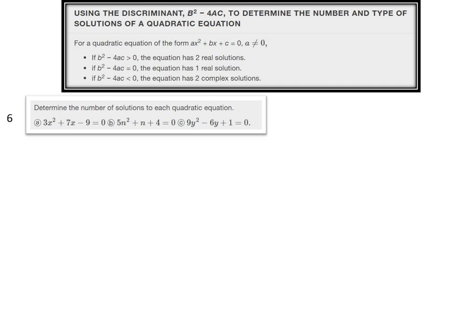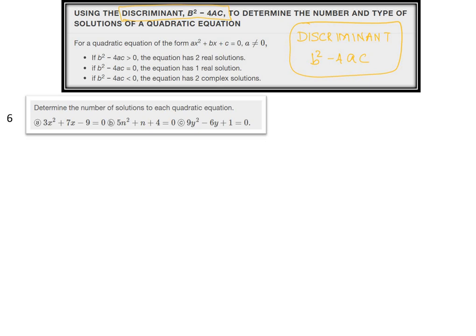What is the role of b square minus 4ac? It decides the nature of the roots. It discriminates the nature of the roots of a quadratic equation. That's why that particular value is known as the discriminant of the quadratic equation. So the discriminant means b square minus 4ac, and that is why it is known as the discriminant.